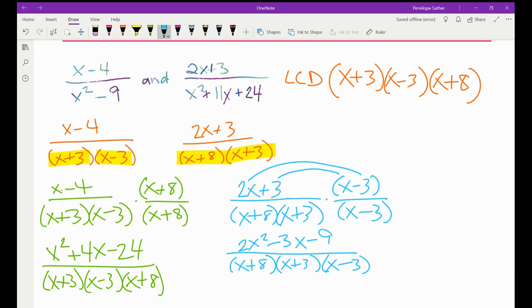And that, my friends, is how you get least common denominators when you're working with rational functions. You'll be needing this to apply later whenever you take a look at adding and subtracting. So have a great day and hope you learned something.